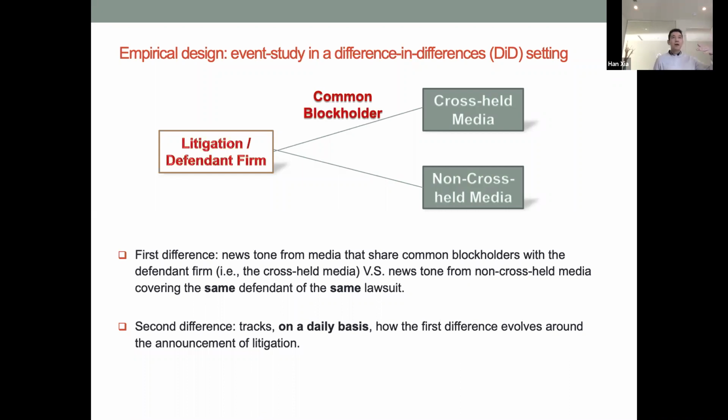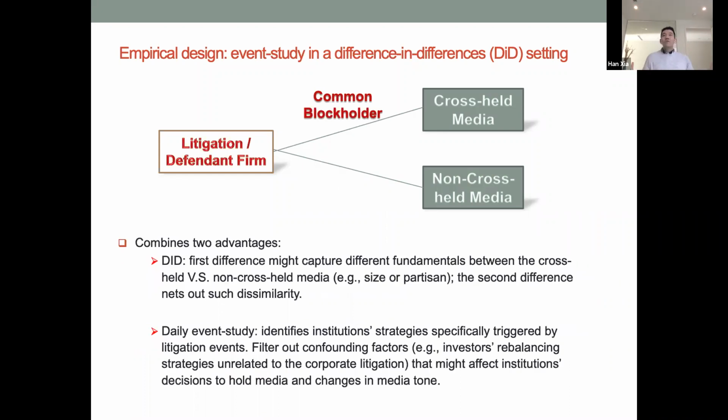Now we're also going to look at the second type of medium that's non-cross-held. Our first difference is going to compare the news tones, and I will talk a little bit more about how we measure the tone, from these two types of medium covering the same firm. That's the first difference. The second difference is that we're going to track on a daily basis how this first difference changes before and after the litigation.